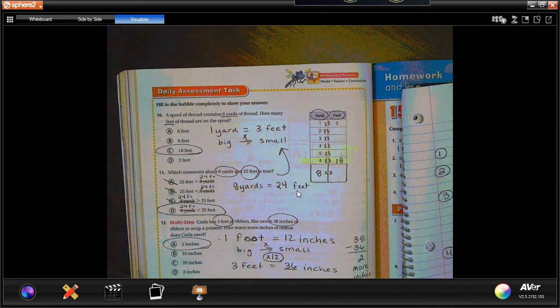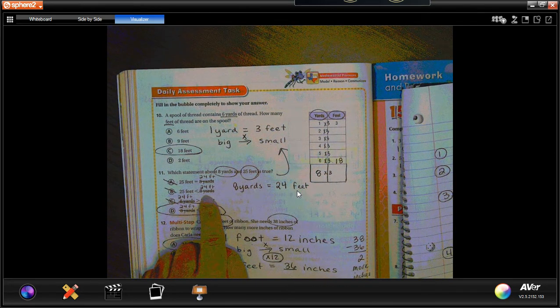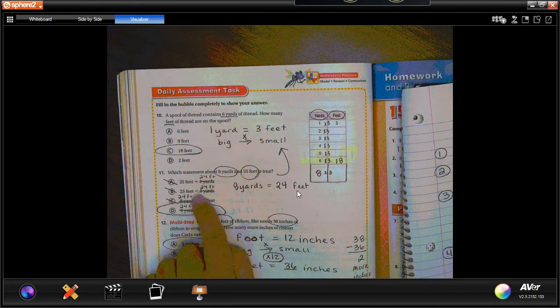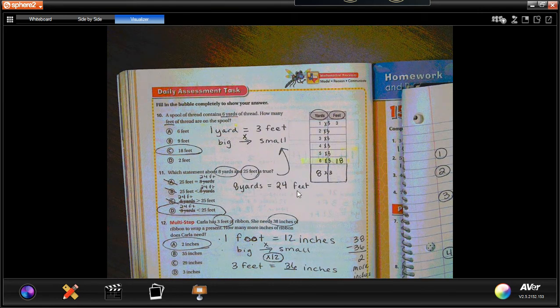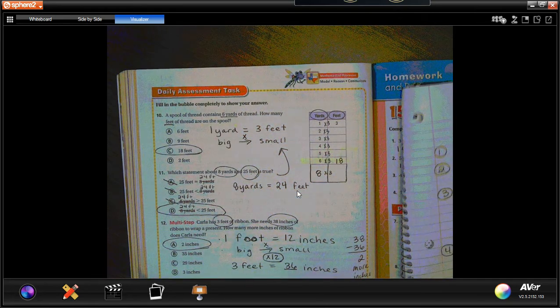So that was the true statement. Once we put those, instead of saying 8 yards, when we're comparing feet and feet together, it was easy to see which one was the true statement, and therefore our answer. That made it easier to fill that in.